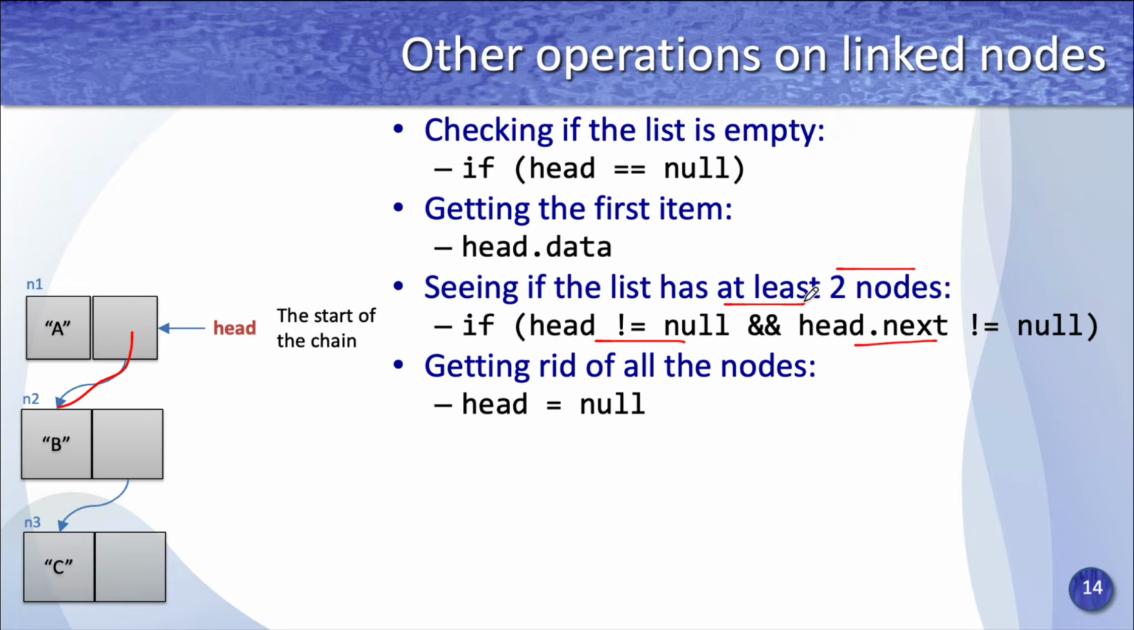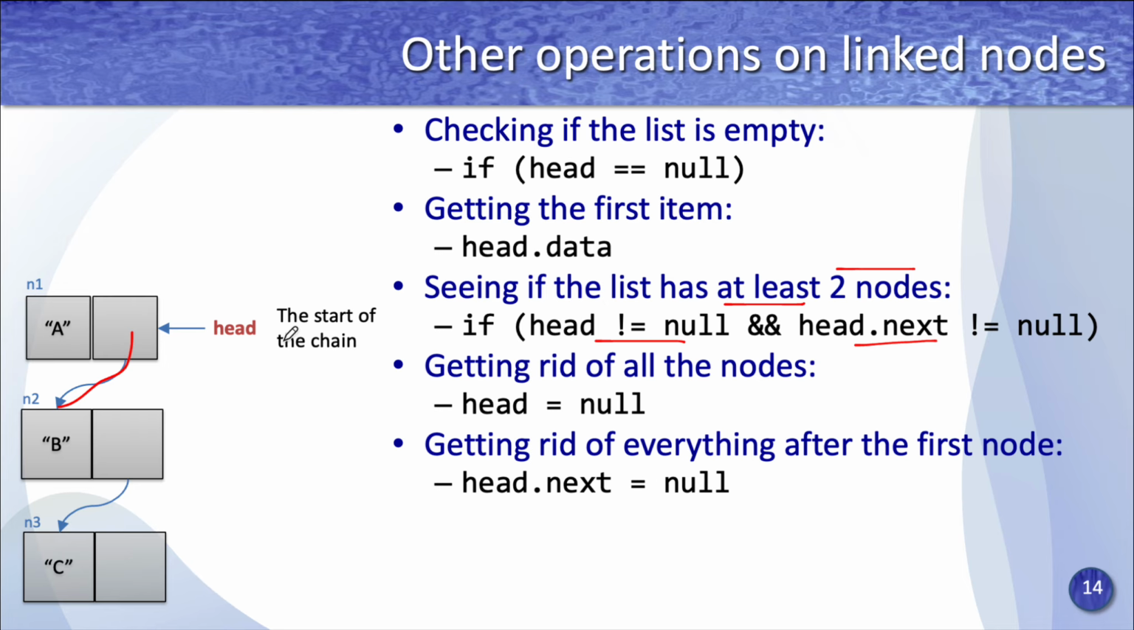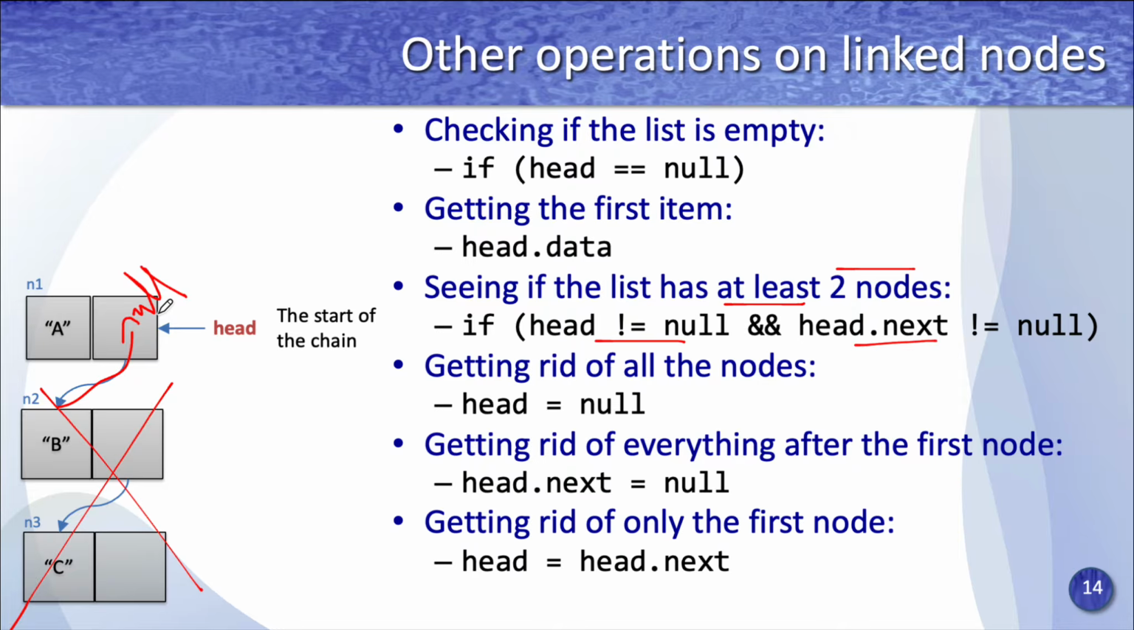Getting rid of all nodes is simple. You simply set head equal to null, and the entire chain disappears. So the garbage collector will garbage collect the entire chain. Getting everything after the first node, again simple. You simply say head.next equals null, instead of pointing here, and then all of this magically goes away and will get garbage collected because the chain is broken there.